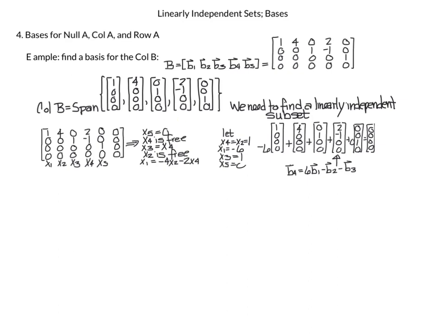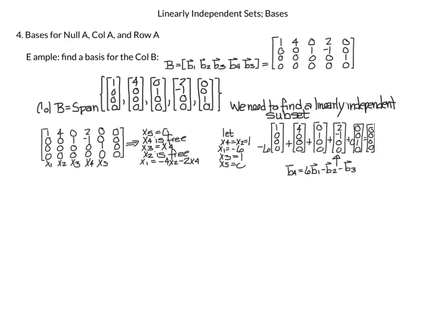So x5 is 0, x4 is free, x3 is equal to x4, and x2 is free, and x1 is equal to minus 4x2 minus 2x4. So I'm going to let x2 and x4 equal 1 because it's a simple solution, which will give me x1 is equal to negative 6, x3 is equal to 1, and x5 is equal to 0. So this is what it looks like.